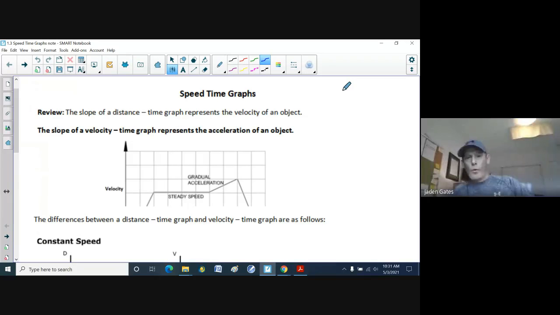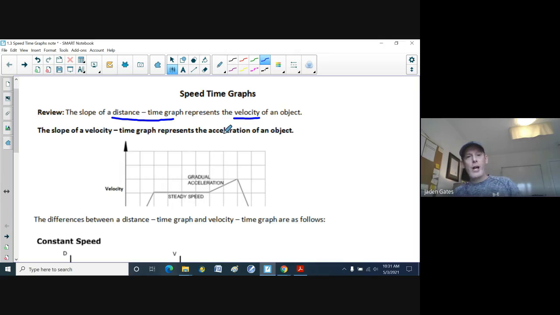All right, now we're looking at speed time graphs. We have looked at a different type of graph before, but that was a distance time graph. When we found the slope of it, we were able to find the velocity. Now we can also use a speed time graph to find the slope, and if we find the slope of a velocity or speed time graph, we can find our acceleration.